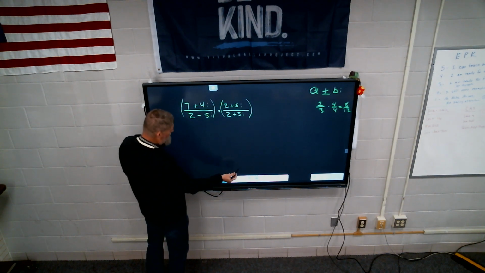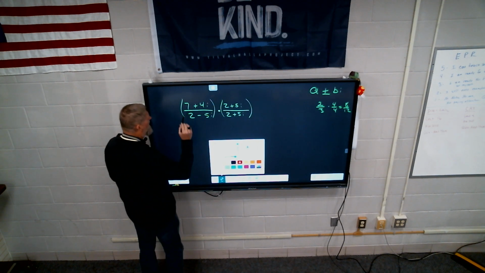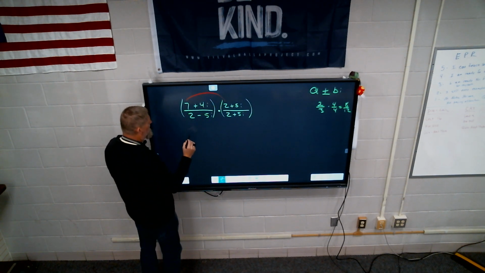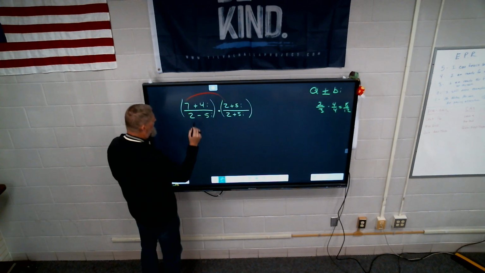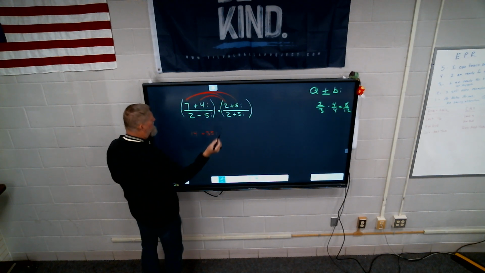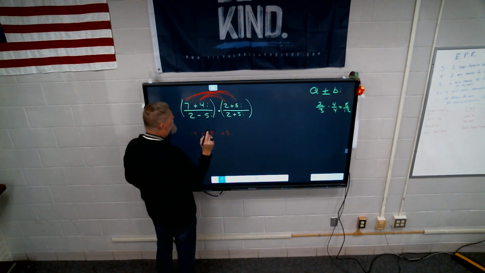Let's see, what color should we use? Red. Red is so hard to see, but we'll try it. 7 times 2 gives me 14. 7 times 5i, 35i. 4i times 2, 8i. 4i times 5i, 20i squared.